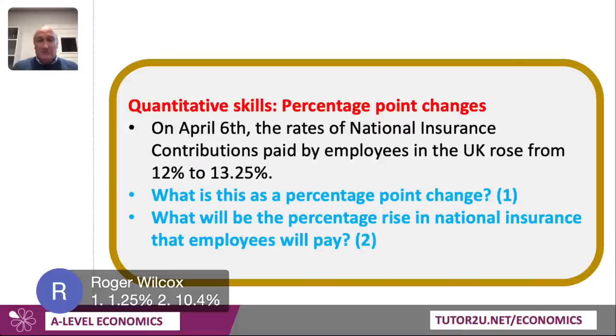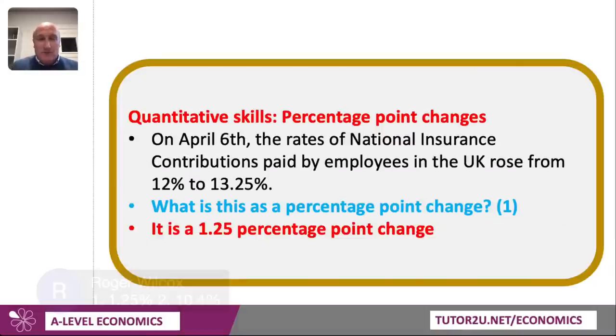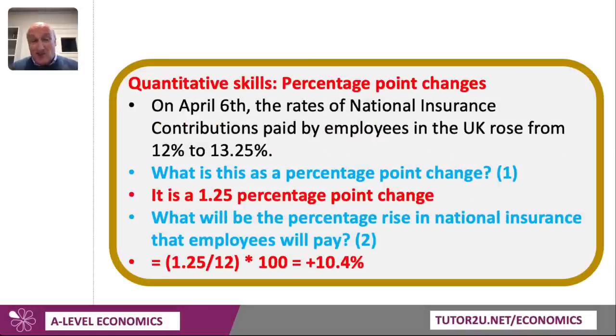Roger's got it. Here's the answer. First one, it is a one, and this is how you need to write it out in the exam. It's a 1.25 percentage point change. And then working on the percentage change, well, the original was 12, it's gone up by 1.25. It's change over the original times 100. 1.25 divided by 12 times 100 gives plus 10.4%. Plus 10.4%. Well done on those.